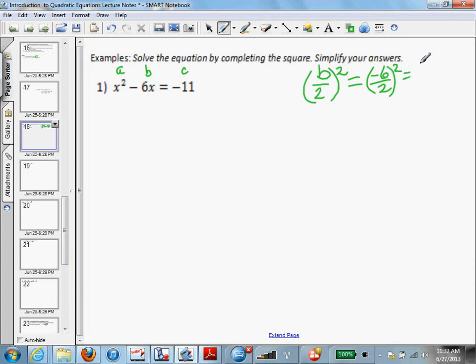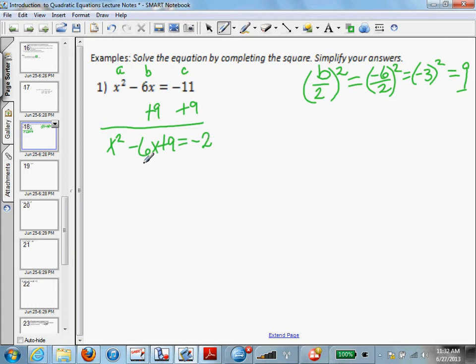If we carry that out, negative 6 divided by 2 is negative 3. Don't forget our square. And then negative 3 squared is 9. So 9 is the number that we want to add to both sides of the equation, because what we do on one side, we must do on the other. When we complete this step, we have x squared minus 6x plus 9. And on this side, we have negative 11 plus 9, or just negative 2.